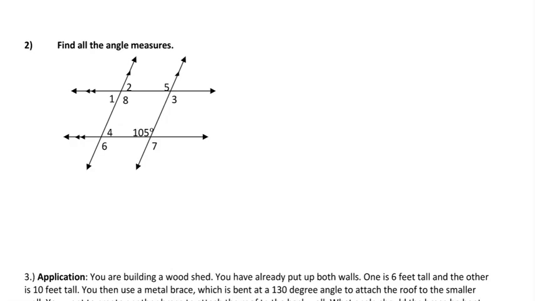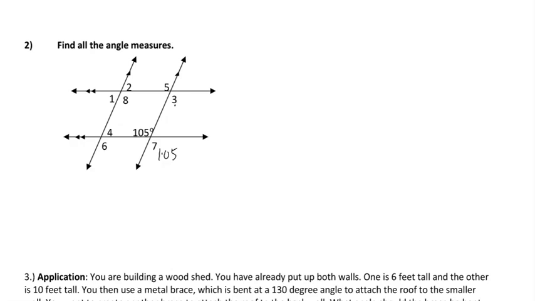Okay, on this one right here, it says find all the measures. What type of angles are the 105 and the 7? Those are vertical angles. Vertical angles are congruent. So that would be 105 degrees.